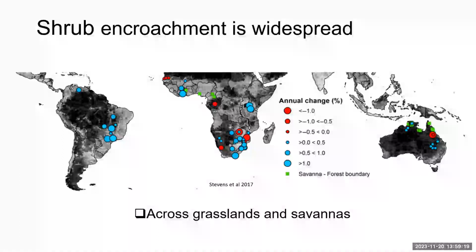Encroachment is occurring across the world. These blue dots on the map show areas where shrub encroachment is intensifying.